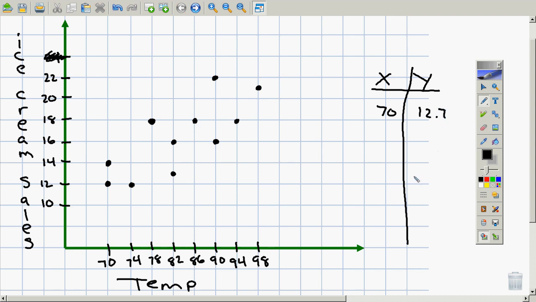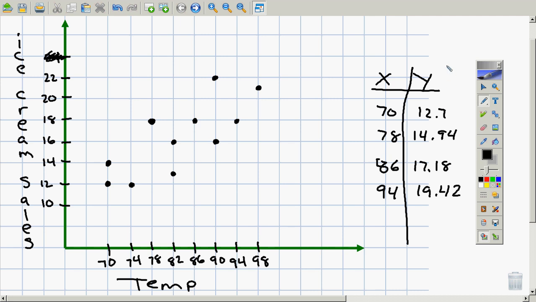The next one I'm going to jump to is 78. At 78, it should say 14.94. I'm going to jump to 86 and look at 86. At 86, you should have a 17.18. And then I'm going to do one last one. I'm going to do 94. At 94, you should have 19.42. That's coming right from your calculator.